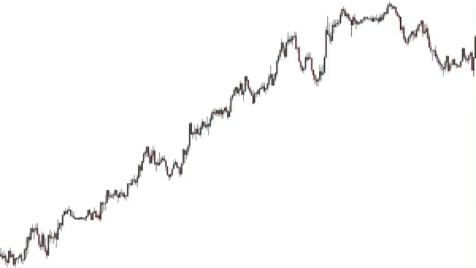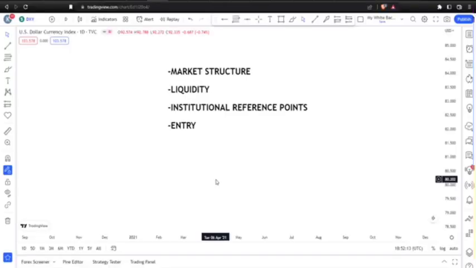Give me exactly 10 minutes and I will help you understand the very core basics of the smart money concept. Let's get straight into the video without wasting any time. Now, if you're trading ICT concept, you need to know this. This is the very basic of everything that is contained in the ICT concept.